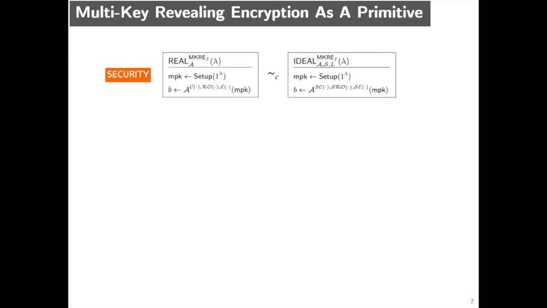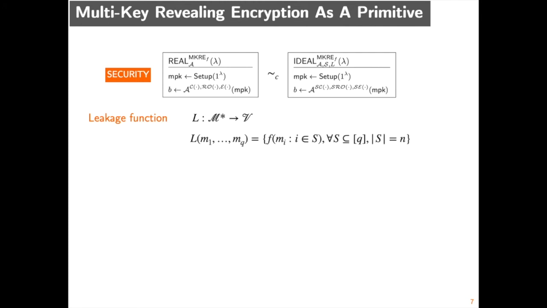Let's look now at how we define security for this new cryptographic primitive. We consider an ideal versus real-world security definition with a simulator and so on. The adversary is given access to a corruption oracle, a random oracle, and an encryption oracle. In the ideal world, the simulator also has access to a leakage function L, which is a functionality connecting to revealing encryption schemes and therefore also to multi-key revealing encryption schemes.